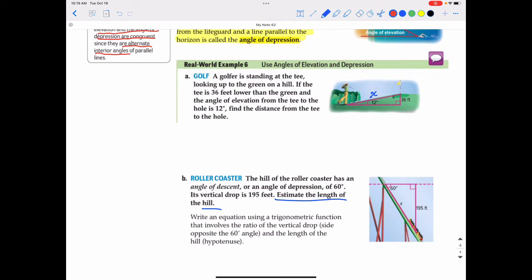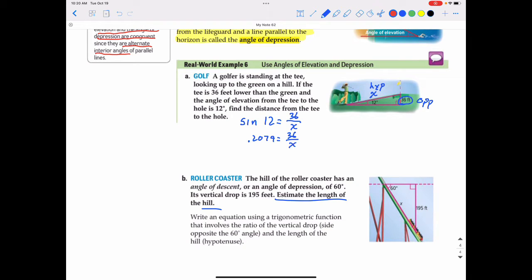So the measurement we do know is the 12-degree angle. The 36 is opposite of that 12-degree angle, and the side we're trying to measure is X. That is a hypotenuse. So that means we're going to use sine. So we will take the sine of 12 degrees and set that equal to the opposite side, which is 36, over the hypotenuse, which is X. You take out your calculator and you find the sine of 12 degrees. So it's not inverse sine, it's just sine. And to 4 decimal places, that is about 0.2079.